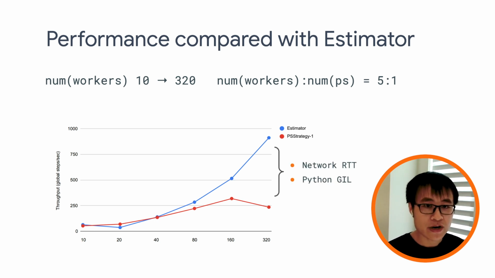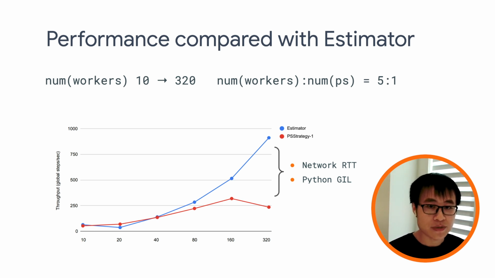First of all, the estimator runs the client code locally on each worker, but the PS strategy needs to dispatch a function from a remote coordinator. So the network round-trip time is exposed as part of your step time. And second, since the current coordinator implementation creates one Python thread per worker, there will be more and more Python GIL overhead in larger clusters due to the context switching overhead on the coordinator. And this GIL overhead can be quite large with more and more workers.